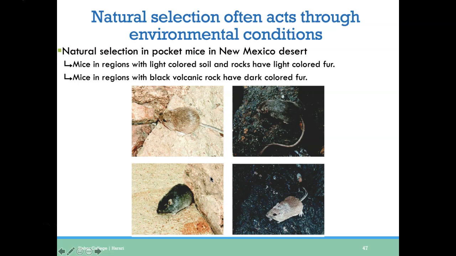So over time, you would expect the lighter regions of the New Mexico desert to have more light-colored mice, and the darker parts of the desert to have darker-colored mice. That's how natural selection acts through environmental conditions, right? Nature is selecting which organisms can survive and reproduce.